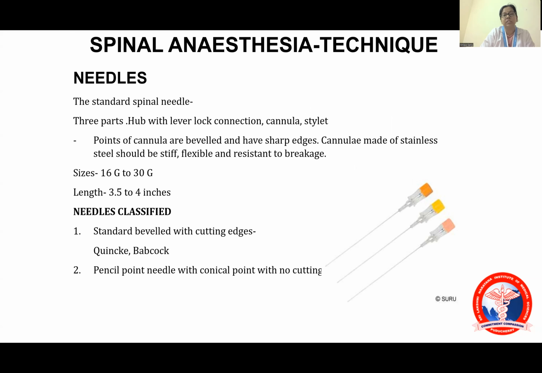First, something about needles. A typical spinal needle consists of three parts: a hub, a cannula, and a stylet. The points of the cannula are beveled and have sharp edges. Cannulas are made of stainless steel and they should be stiff, flexible, and resistant to breakage. What are the different sizes available? 16 gauge to 30 gauge. Most commonly used sizes are 25 gauge, 23 gauge, and 26 gauge. As the gauge increases, the thickness of the needle decreases.